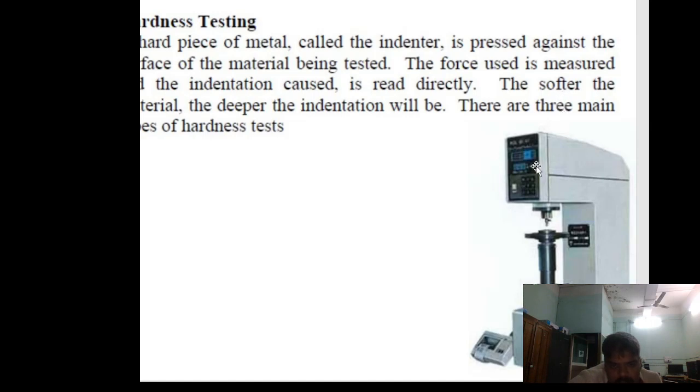There are three main types of hardness tester. This is a Rockwell hardness tester. Here is a vise which is rotatable, and on the vise you can put your sample, and you can make the indentation by applying load. So this is a simple machine. You can find out the value HRB and HRC. If the indenter is ball type, then the reading will be HRB. If the indenter is cone shape, then the reading will be HRC.